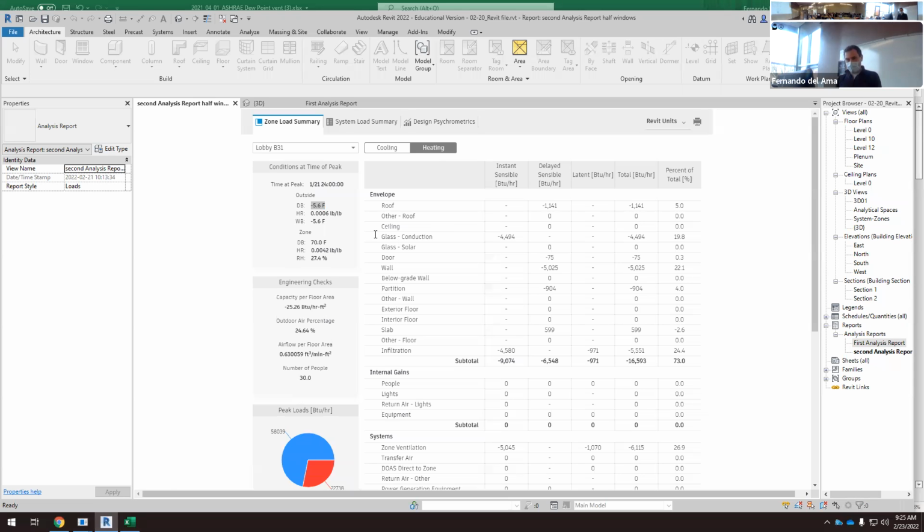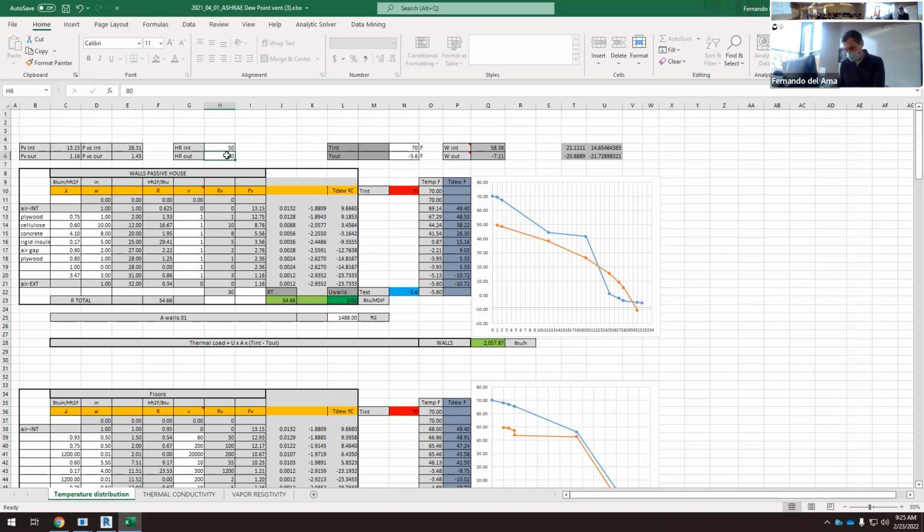What do we have in Revit here? We have information about the relative humidity. These are weird units, pounds per pound. Let's say that this is 60%. So the worst relative humidity that we can have is 60%. The outdoor relative humidity, 60%.